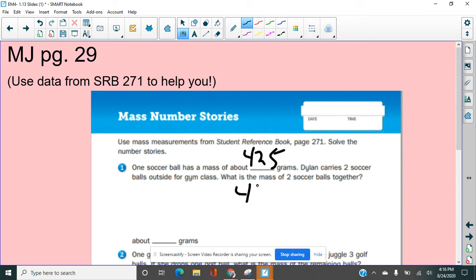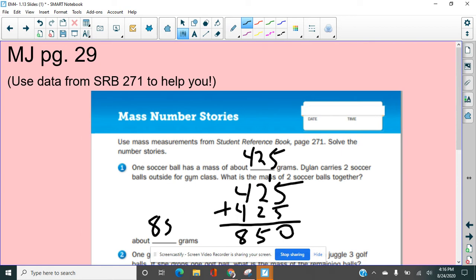Let's see if we remember this. We haven't gone over this yet this year. If we had 425 plus 425, there's some different ways that we could add this. I'm going to add this by adding the ones place first. We could have 10 here and carry the 1. The tens place, we'd have 5, and then 8 plus 8. 4 plus 4 is 8. So this would be about 850 grams.